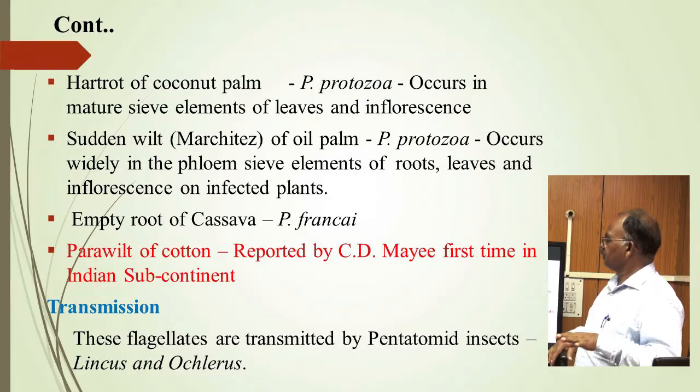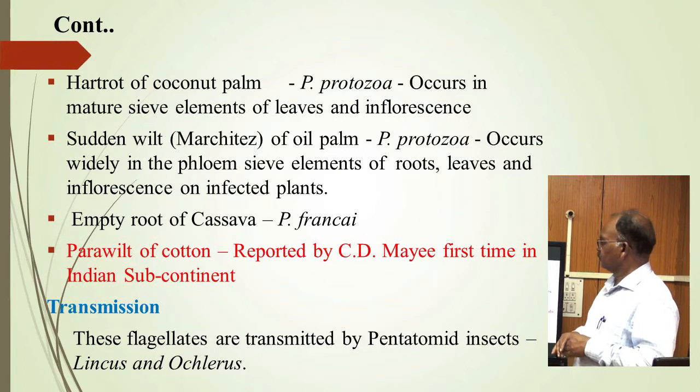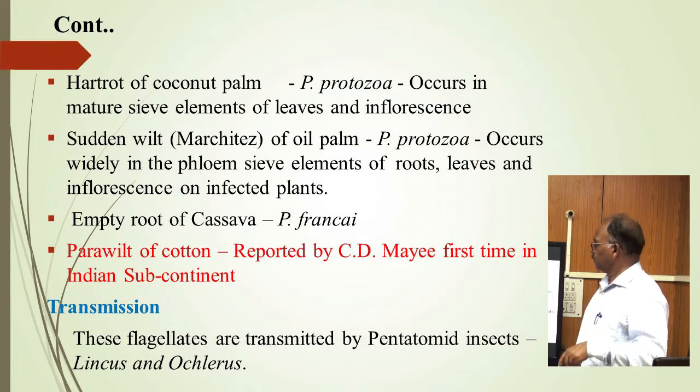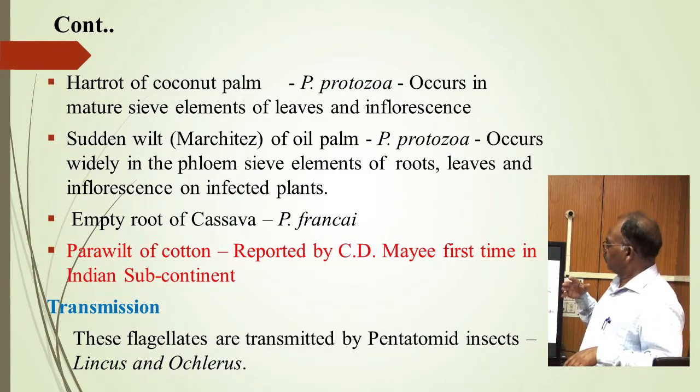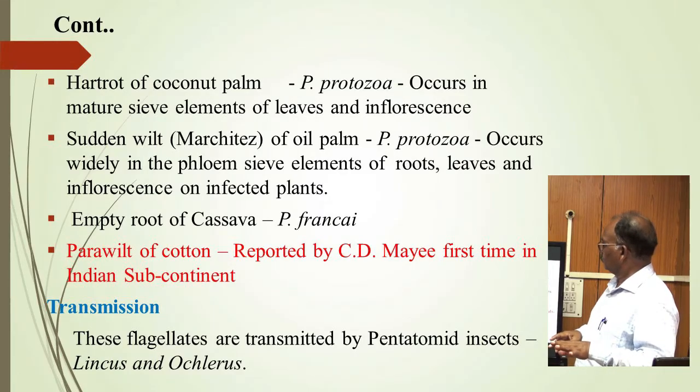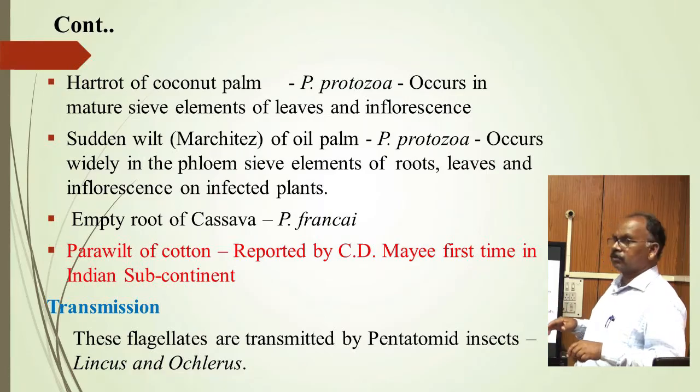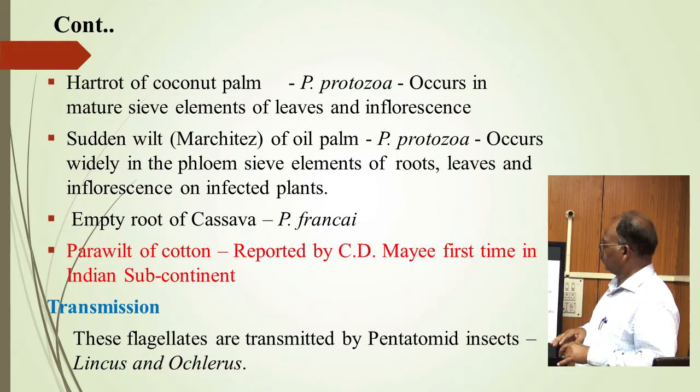This disease occurs in mature sieve elements of the leaves and inflorescence. And sudden wilt of oil palm is also caused by Phytomonas protozoa. It occurs widely in the phloem sieve elements of the roots or leaves.